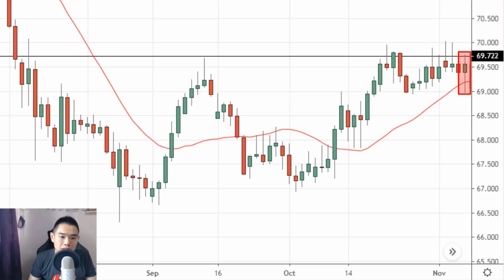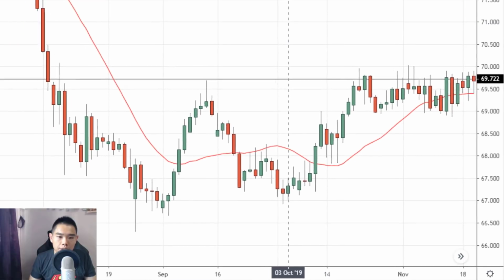And that's where we place our buy stop order above these highs. And then a 3 ATR trailing stop loss. In this case, the market breaks out higher.